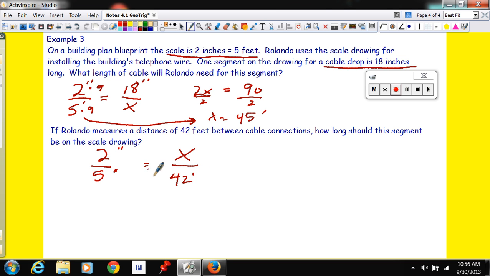Let's check it out. This time 5 doesn't go into 42, so we're just going to have to multiply. So we'll get 5x equals 84. Divide both sides by 5. And 5 goes into 84 16 times, since 16 times 5 is 80. So it would be 16 4/5 or 16.8 inches. So 16.8 inches is less than 18, so it does work.